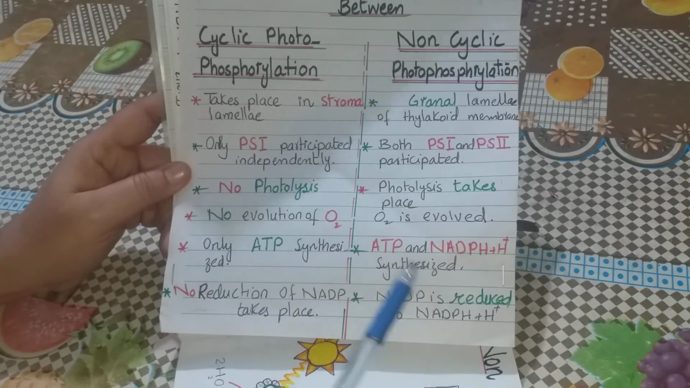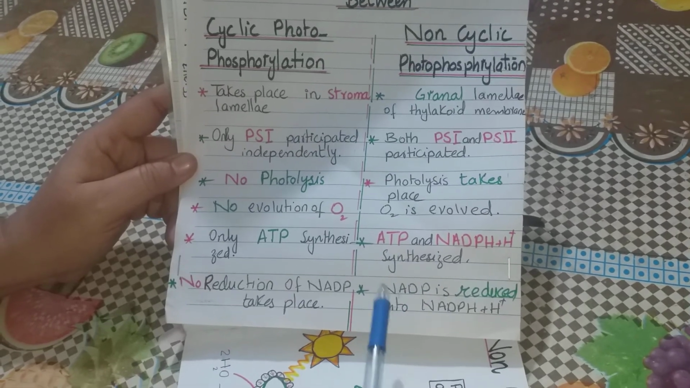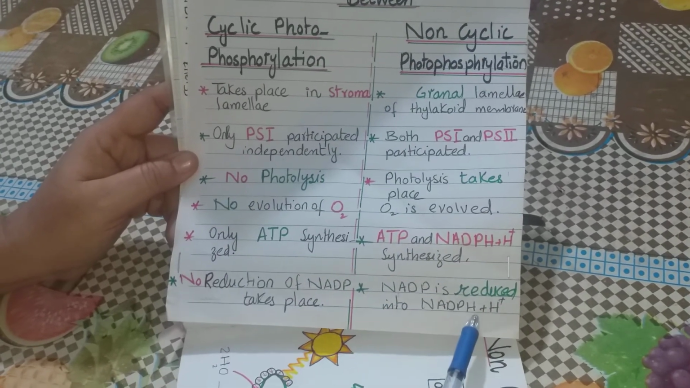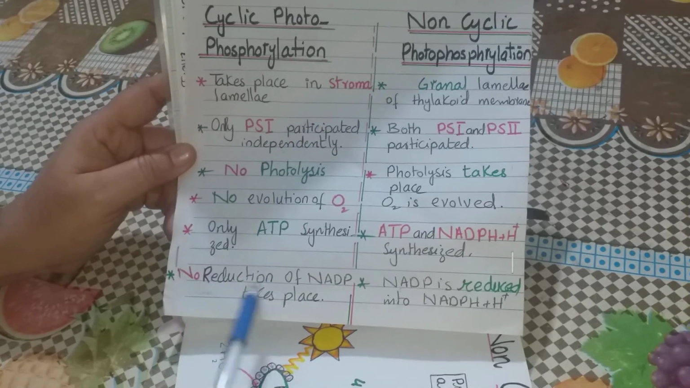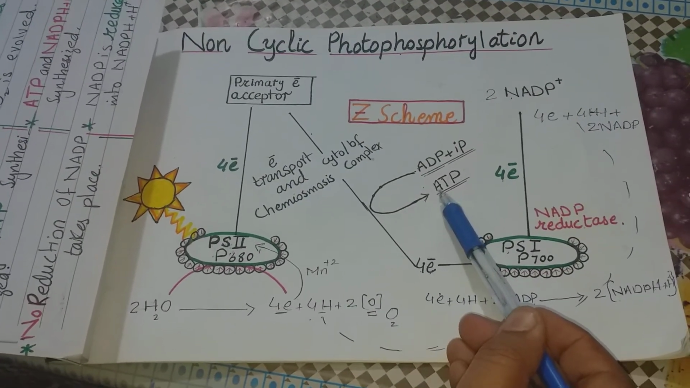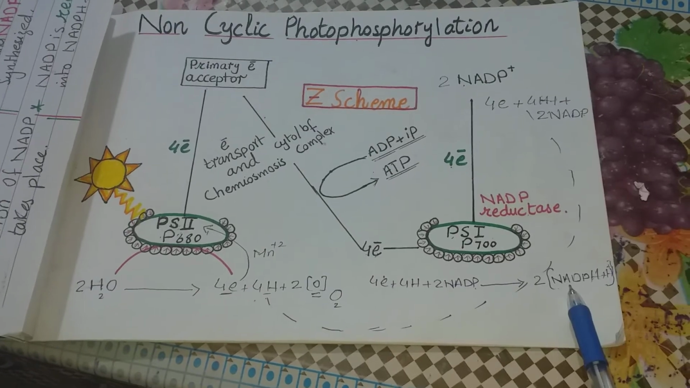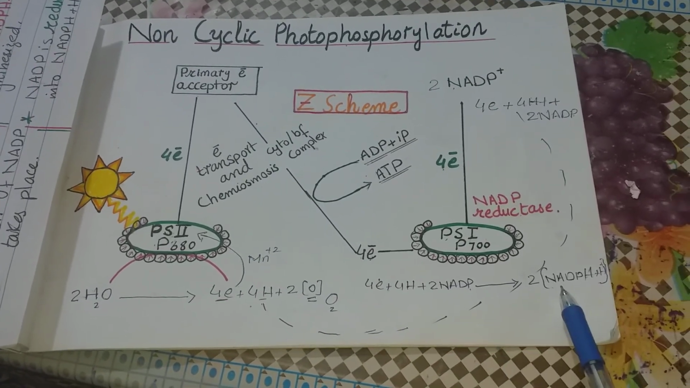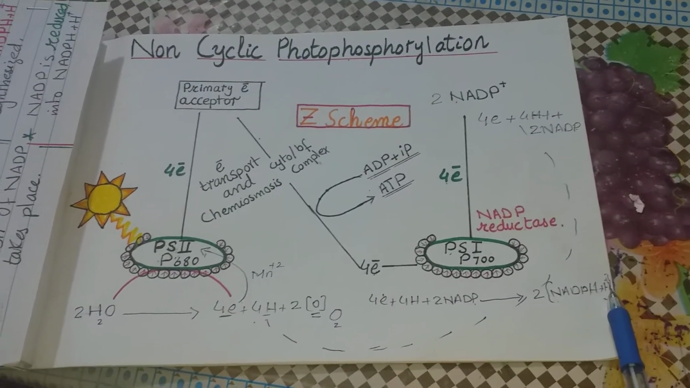Non-cyclic photophosphorylation reduces NADP into NADPH plus H+, while there is no reduction of NADP during cyclic photophosphorylation. Here you can once again see that there is formation of ATP as well as reduction of NADP into NADPH plus H+.